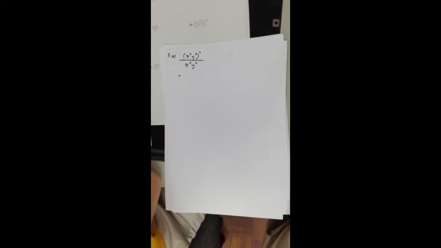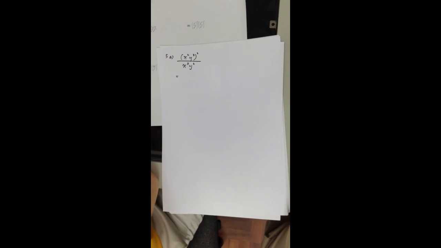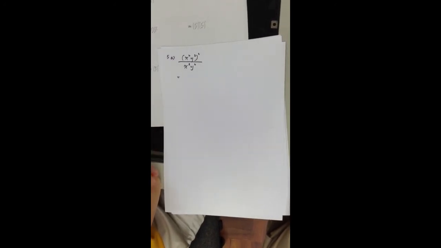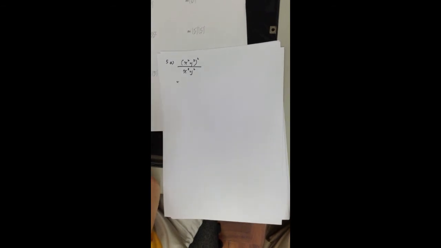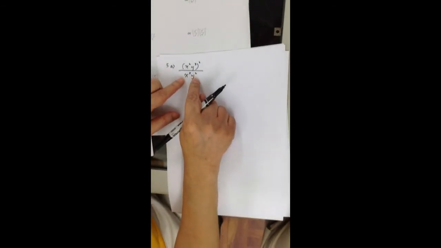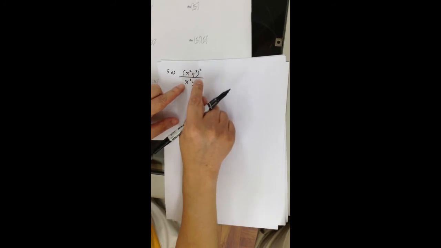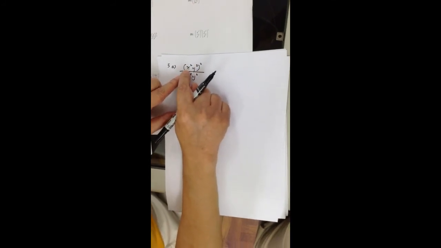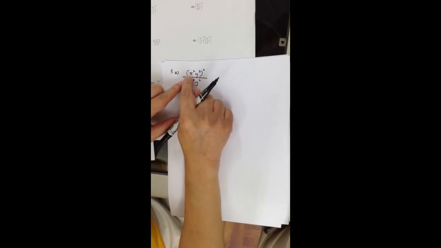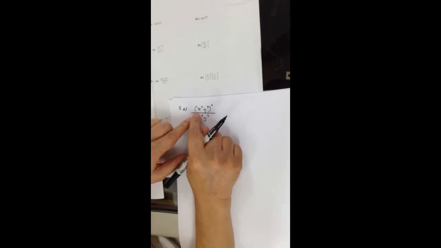Now some harder questions. It is located in number 5A. In this question, you can notice that there are two parts. The upper part is called the numerator, and the lower part is called the denominator. The first step we have to do is to remove the round bracket.